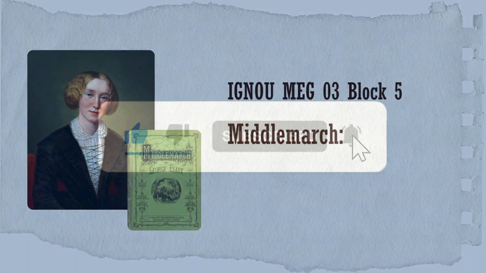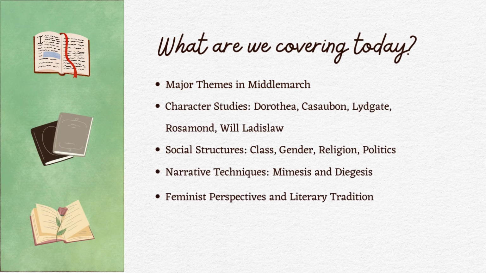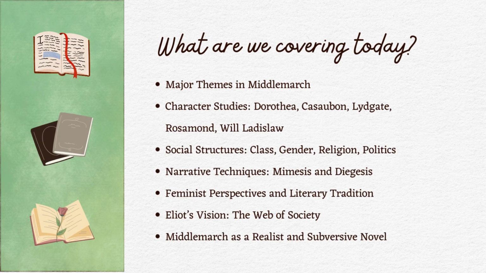Today we are doing the second video on MEG-03 Block 3 British novel, Middlemarch by George Eliot. In the last video, we discussed the structure, characters, setting, and the plot of Middlemarch, diving into a broad overview of the major themes running through the novel. In today's session, we are covering some of the most important aspects of Middlemarch that you need to know for your exams. We'll start with the major themes of the novel: ambition, idealism, money, marriage, and social forces.